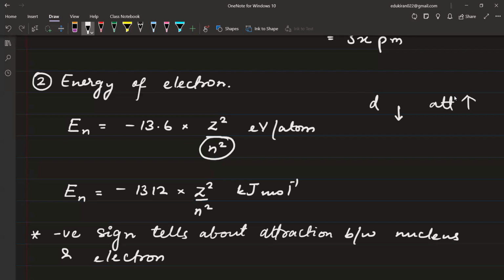n is telling you about the orbit. If the value of n is lower, अगर n की वैल्यू कम है, 1 है, 2 है, then the energy of electron is higher. That means attraction between electrons and proton is higher. है ना? ये पूरा का पूरा चीज बड़ा हो जाएगा.